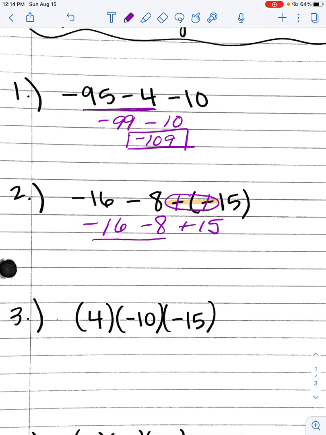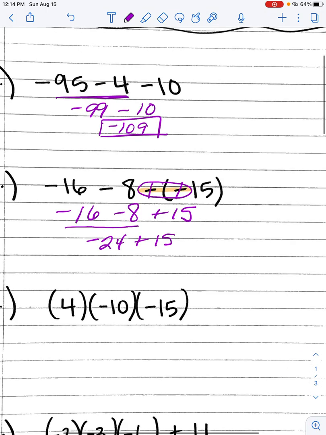So I'm going to do negative 16 minus 8. That's same sign. They're both negative. Find the sum. 16 plus 8 is 24. And they're all negative, so our answer would be negative. And then I'll bring down the plus 15. Now we have different signs, so I'm going to find the difference. When I subtract 24 and 15, I get 9. And there's more negatives, so my answer is going to be negative 9.